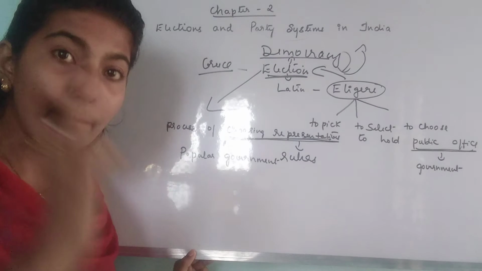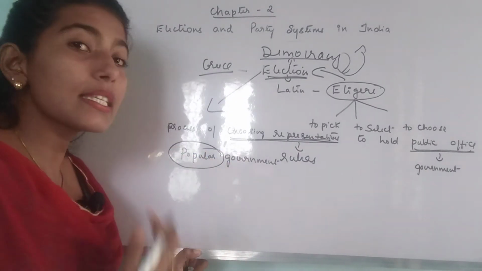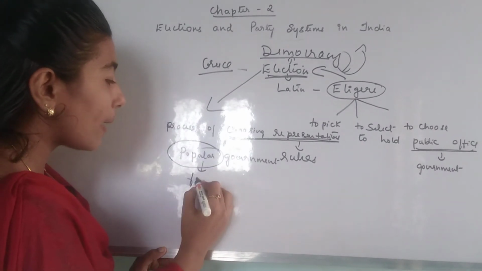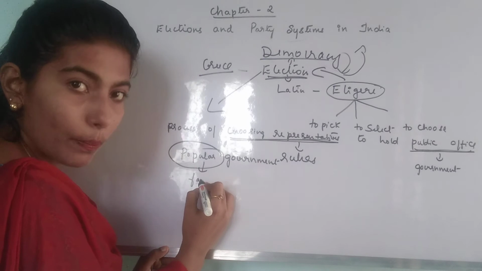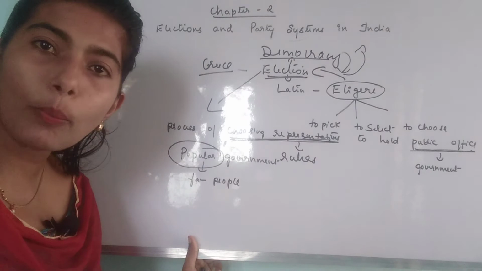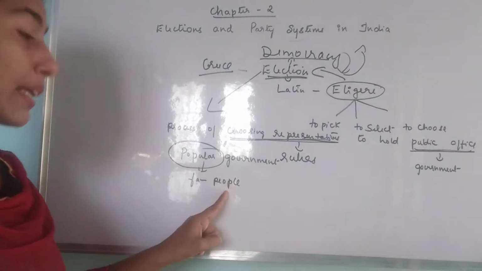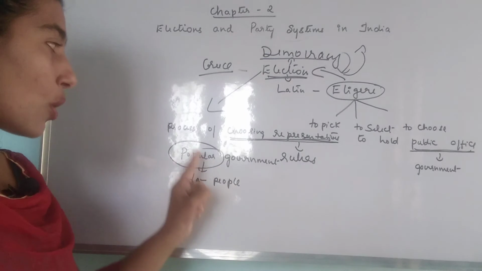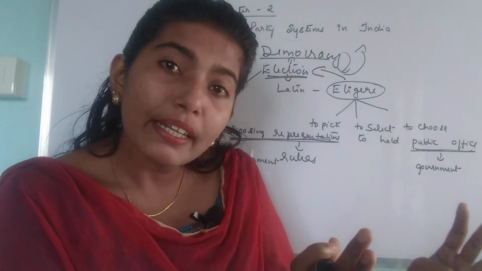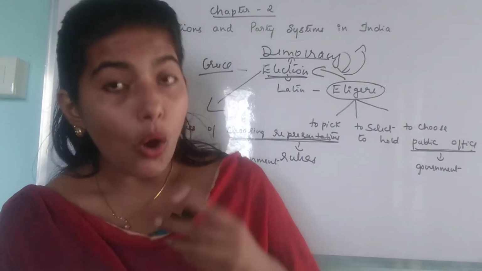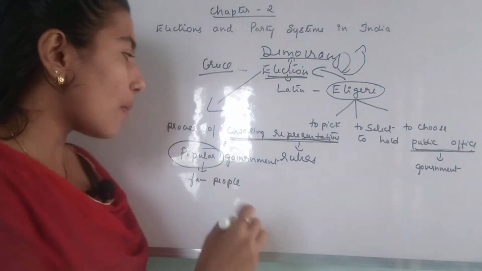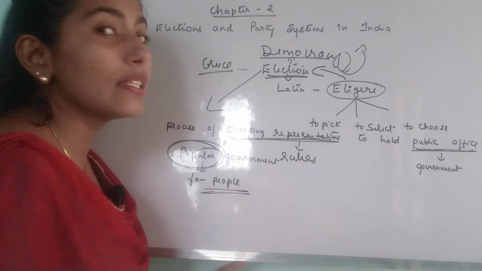Popular government means here popular. This is a common term we use in democratic countries. Here popular does not mean famous. Here we say popular means it is people. Clear? So here popular is not famous; here popular means people. Right? So we call it a people's government. So any country, the government which is chosen by people on the basis of election, that government is always known as popular government. It means people's government.